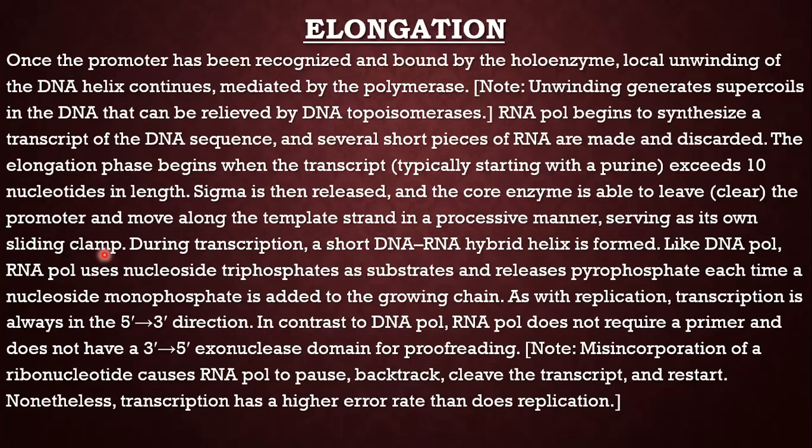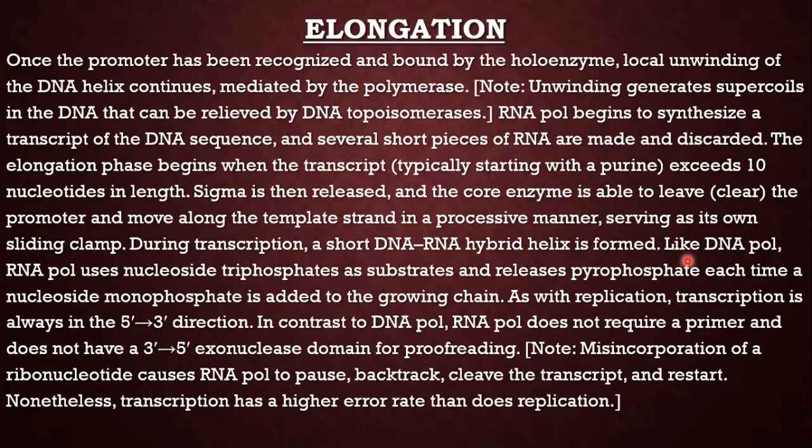Okay, so the RNA polymerase serves as its own sliding clamp. Remember, in DNA replication, in prokaryotic DNA polymerase, the beta subunits were serving as the sliding clamps, and in eukaryotic DNA polymerase, the proliferating cell nuclear antigen is the one serving as the sliding clamp for the enzyme. But here, the RNA polymerase is serving as its own sliding clamp. Now, during transcription, a short DNA-RNA hybrid helix is usually formed.